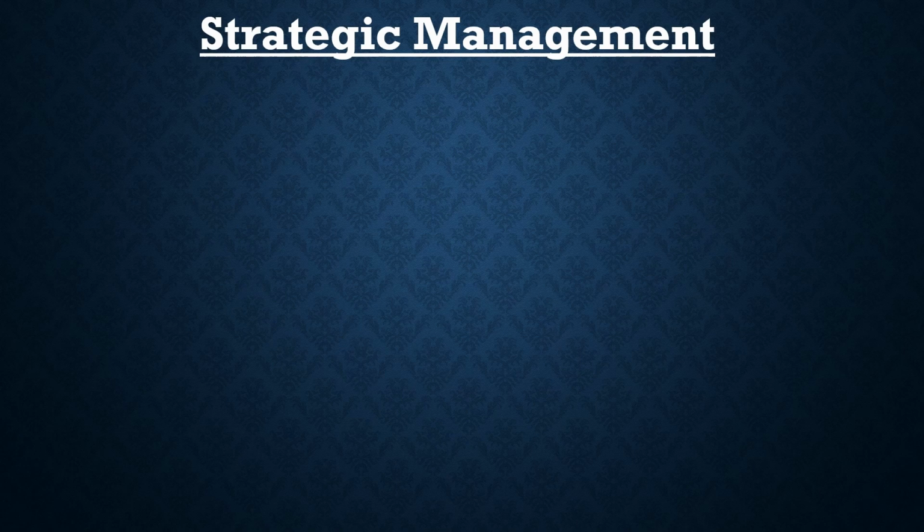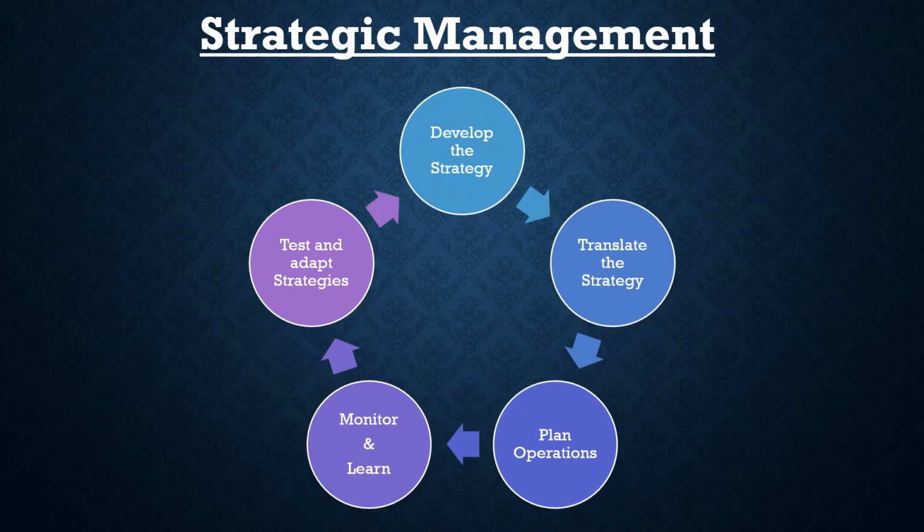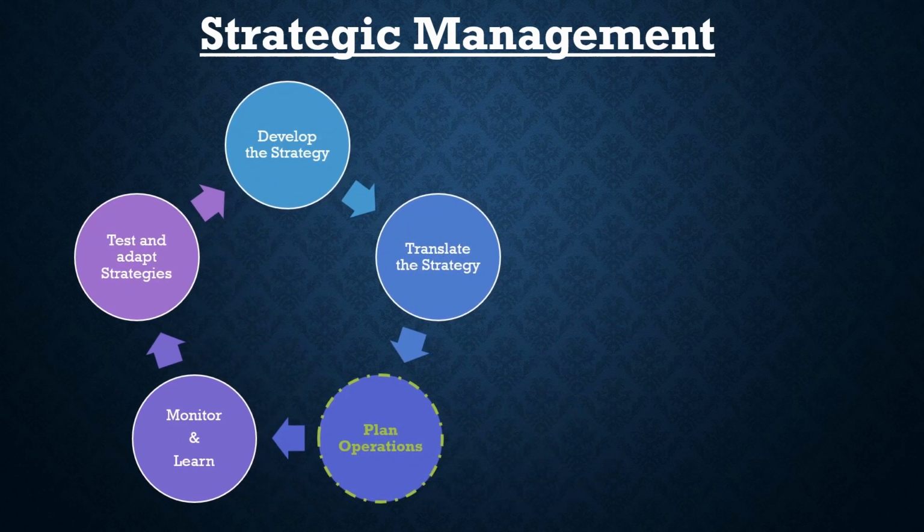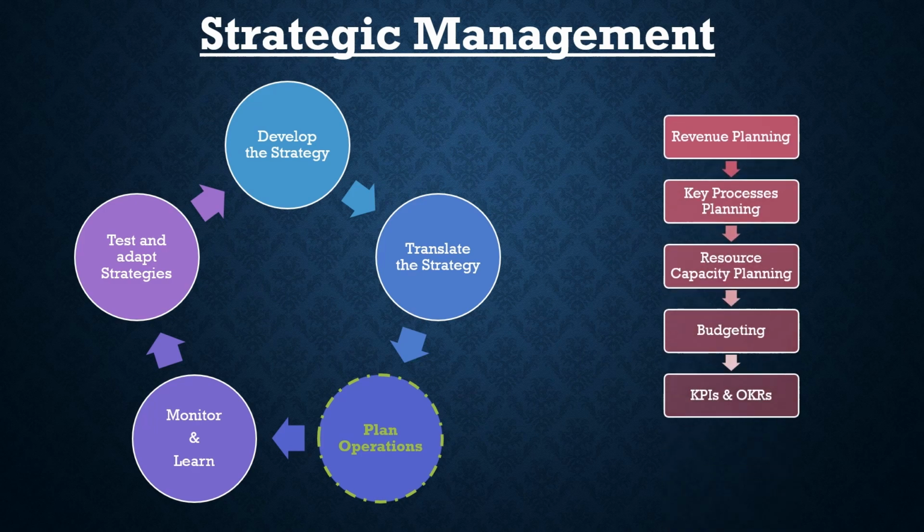Previously, in video number 1, we were introduced to an overall strategic management framework, and in the videos that followed, we first took a deep dive into the first and second steps of that framework, namely developing and translating the strategy. In this video, we continue our discussion around the third step, namely planning operations. Here, we will assess the fourth technique in planning operations, namely preparing our budget.